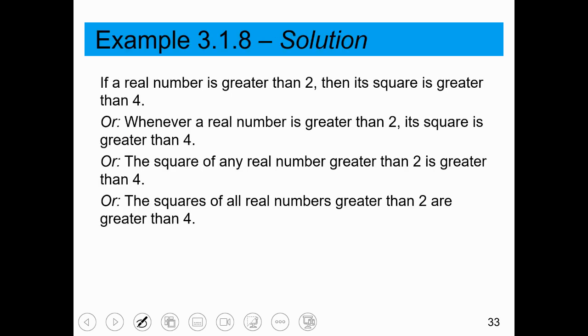Here are just some examples. If a real number is greater than 2, then its square is greater than 4. Or whenever a real number is greater than 2, its square is greater than 4. I like the last one. The squares of all real numbers greater than 2 are greater than 4. So all of these convey the same information in a much more informal way.